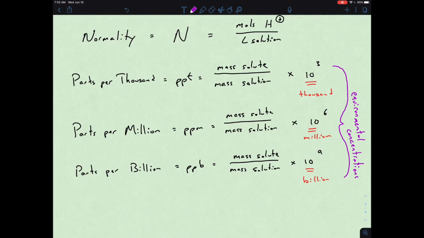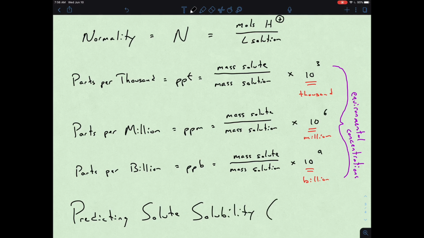So that takes us to the next section, which would be now getting into predicting solubility. You're asking the question, will it dissolve?